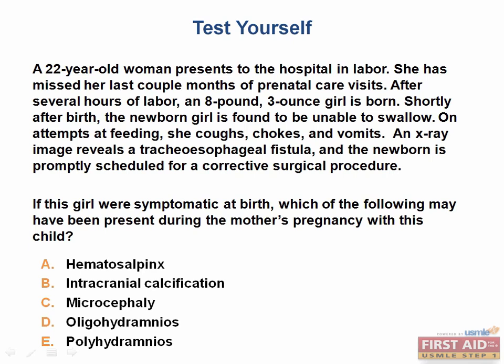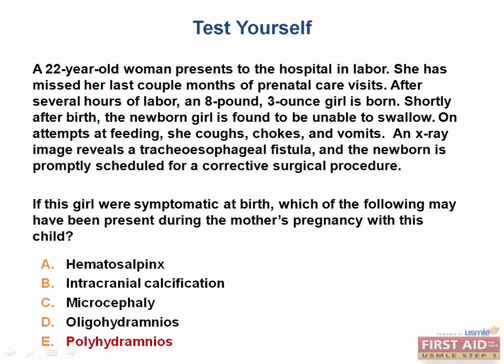If this girl were symptomatic at birth, which of the following may have been present during the mother's pregnancy with this child? Is it A, hematosalpinx, B, intracranial calcification, C, microcephaly, D, oligohydramnios, or E, polyhydramnios? That's right. The correct answer is E, polyhydramnios.